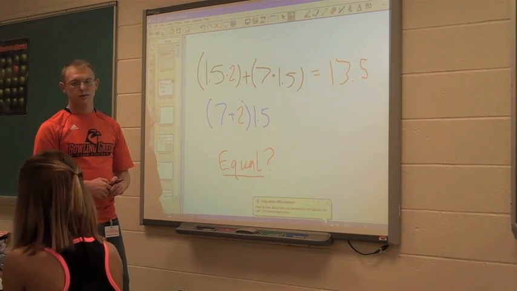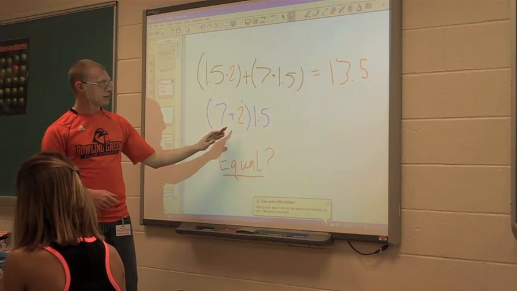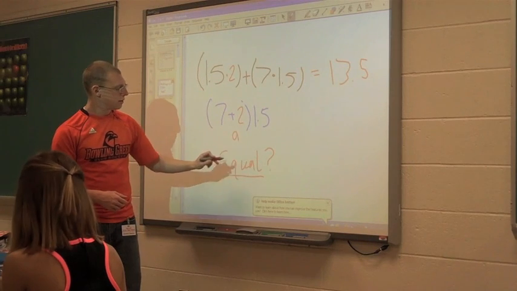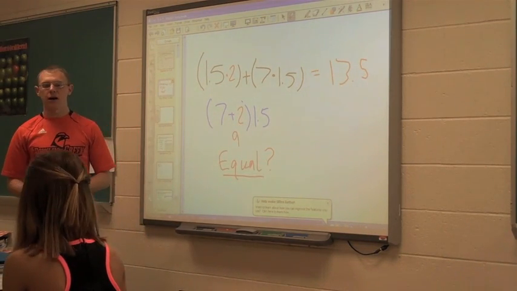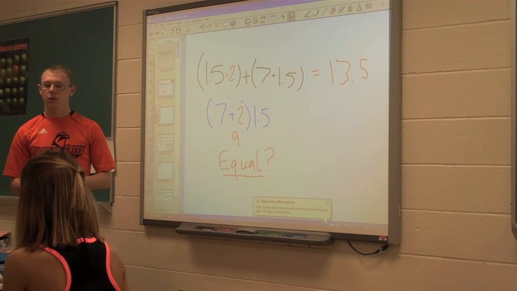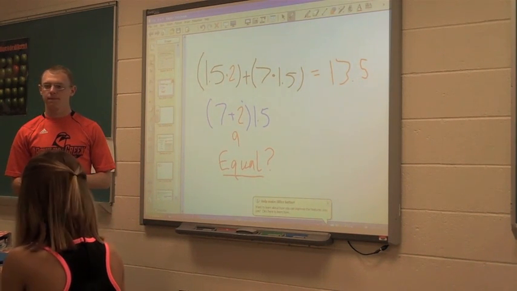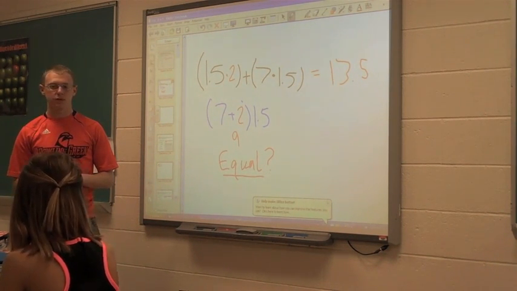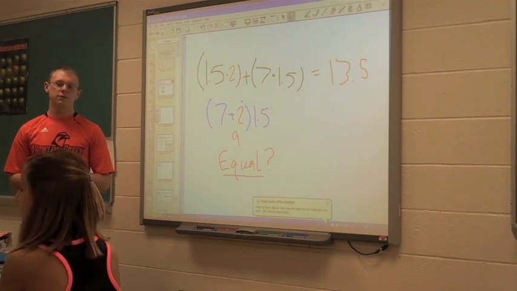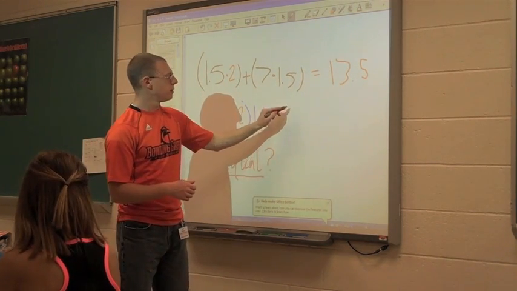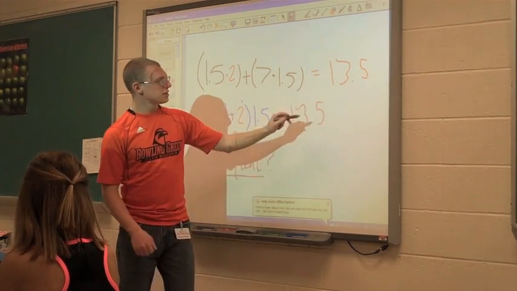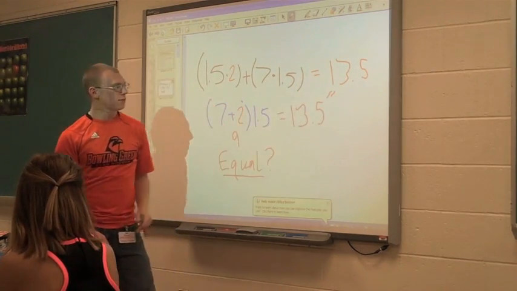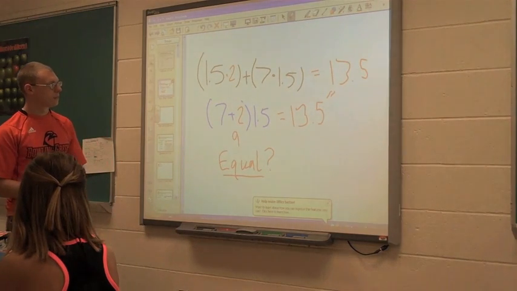So you first do the 7 plus 2, which is 9. And then 9 multiplied by 1.5 is what? 13.5. So we can see that they are in fact equal.